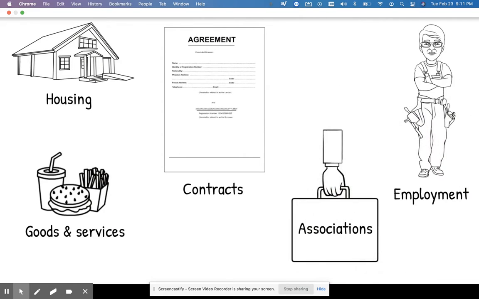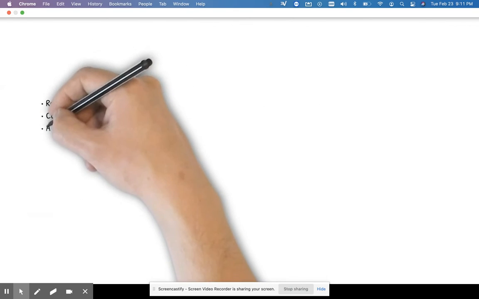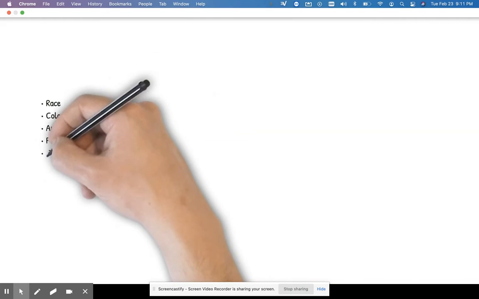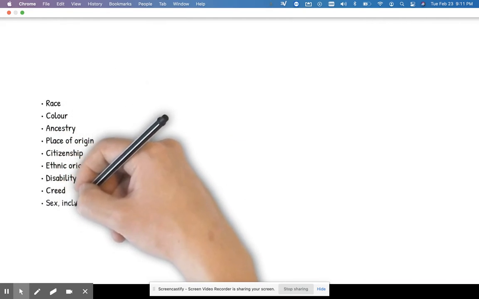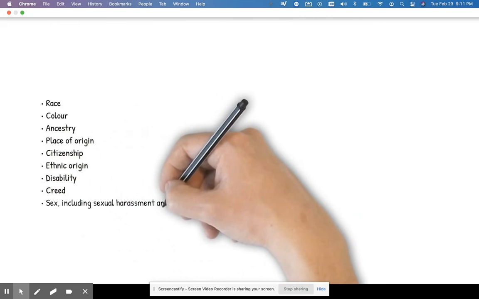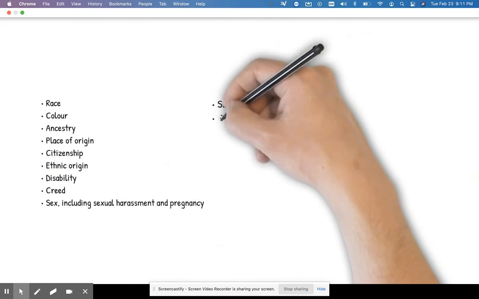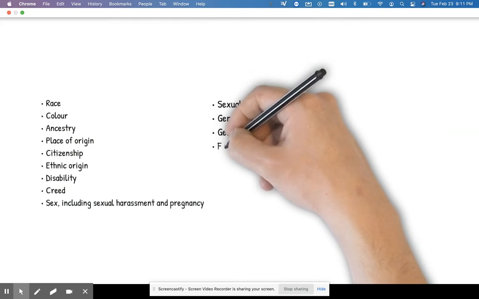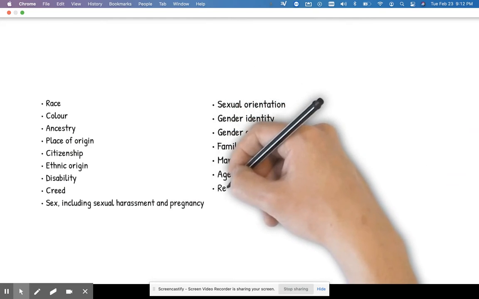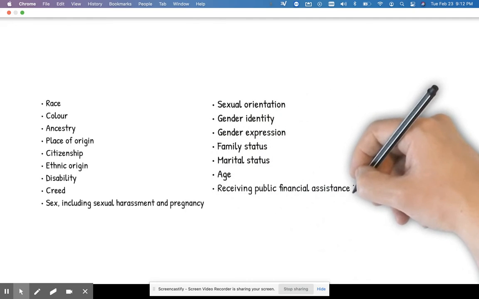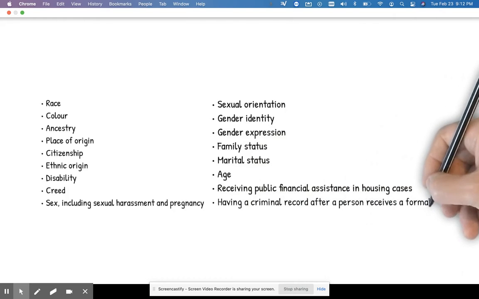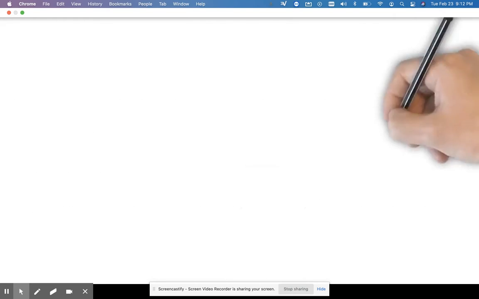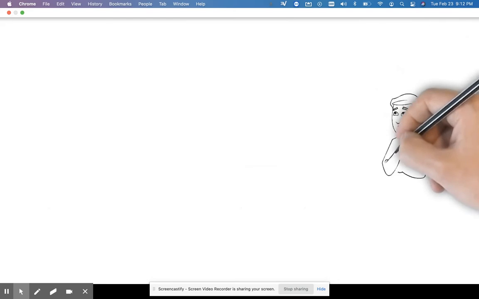trade and vocational associations. The code prohibits discrimination and harassment on any of the following grounds: race, color, ancestry, place of origin, citizenship, ethnic origin, disability, creed, sex, including sexual harassment and pregnancy, sexual orientation, gender identity, gender expression, family status, marital status, age, receiving public financial assistance in housing cases, or having a criminal record after a person receives a formal pardon. However, not all unfair conduct or unequal treatment is protected under Ontario's Human Rights Code.